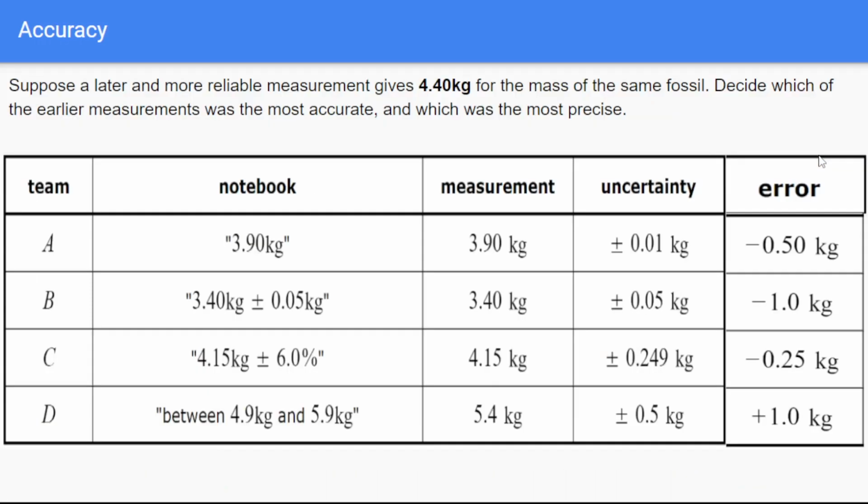Accuracy is significantly easier because all you have to do is look at the value. This is the true value for the measurement, 4.4. So how much do each of these deviate from 4.4? Well, this one deviates 0.5, this one deviates 1, this deviates 0.25, this one deviates 1. So the most accurate is Team C, 0.25 off of 4.4. So Team C was the most accurate. Team A was the most precise. All right, hopefully that helps.